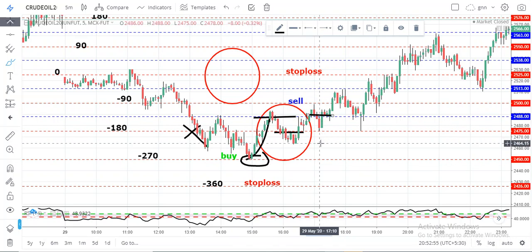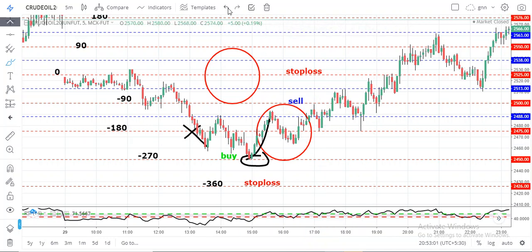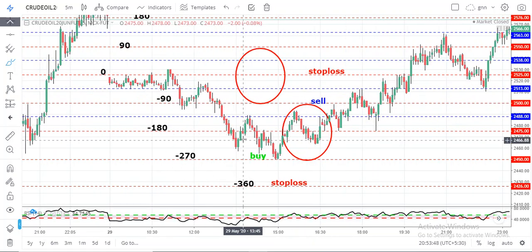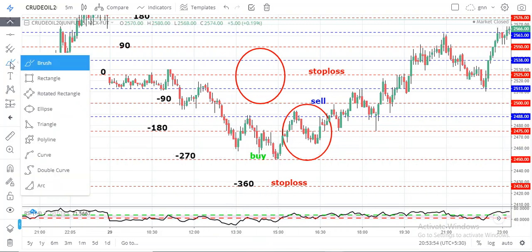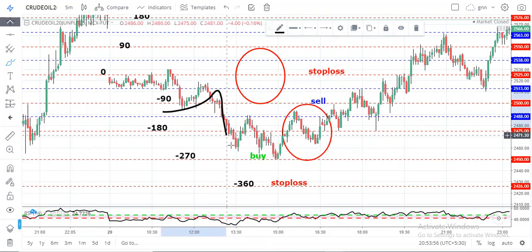I made my MTM zero, and I made a profit also on Friday. So this is how I take a trade with crude, Gann angles and the Gann method. Here I'm going to buy, keeping a stop loss at 180. In case the stop loss is hit, I'm going to buy at 270 degree, only on the condition that the price has to give us some retracement, some breathing.